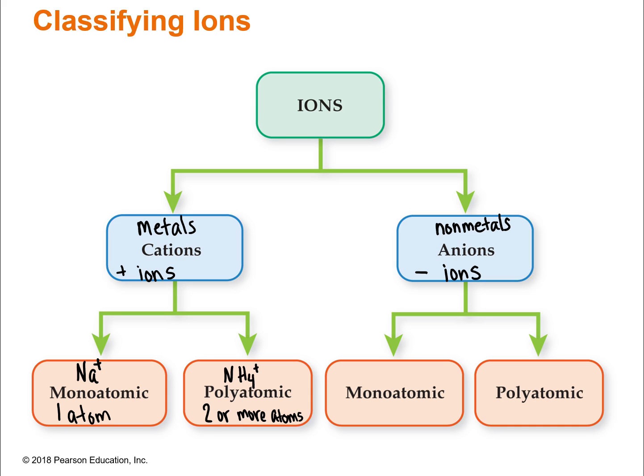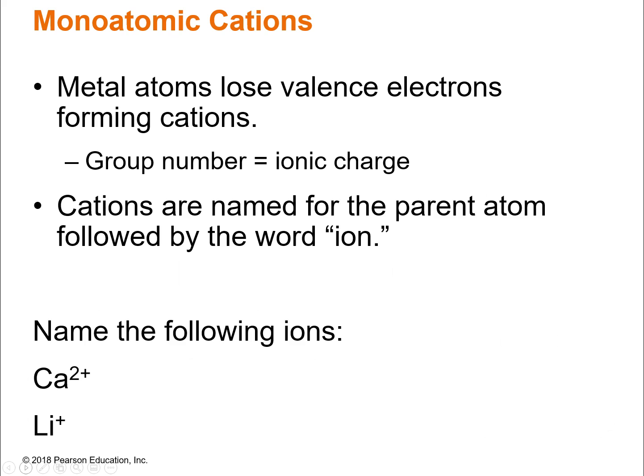Now, don't worry if you don't have all this down yet. I'm going to talk about cations and anions separately, so I'm going to review some of this information that's already on this slide. We're first going to talk about monoatomic cations. And as I just said, we're talking about metals here. Metal atoms lose their valence electrons to form cations. That's something we already knew. We just didn't know the word cation. So this is review.